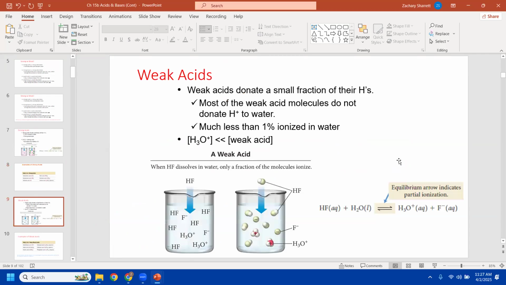Weak acids only donate a small amount. So we say HF is a weak acid. It has a double-sided arrow. Much less than 1% is ionized in water. We can actually calculate the exact amount of a weak acid that ionizes. Anybody have any ideas how we're going to do that? Take a guess. What's something you've learned in equilibrium that helps you solve for concentrations?